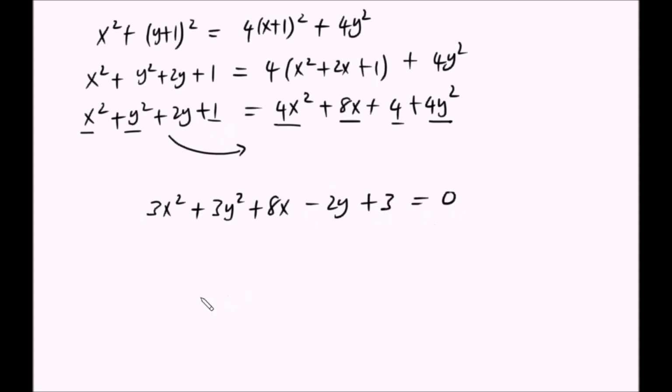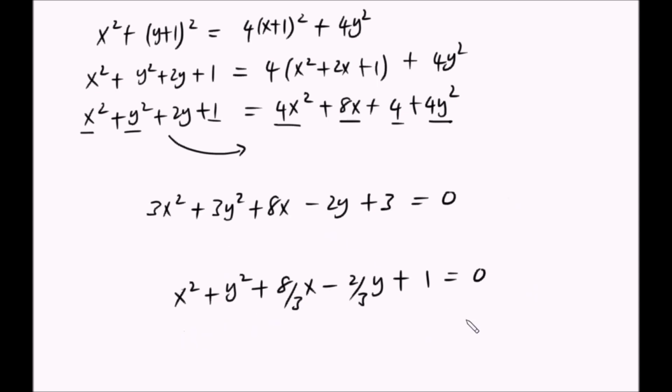So dividing by 3 throughout, I get x squared plus y squared plus 8 over 3x minus 2 over 3y plus 1 is equal to 0. Now this is the locus of that modulus that we are given in the question. So we have to study this locus.